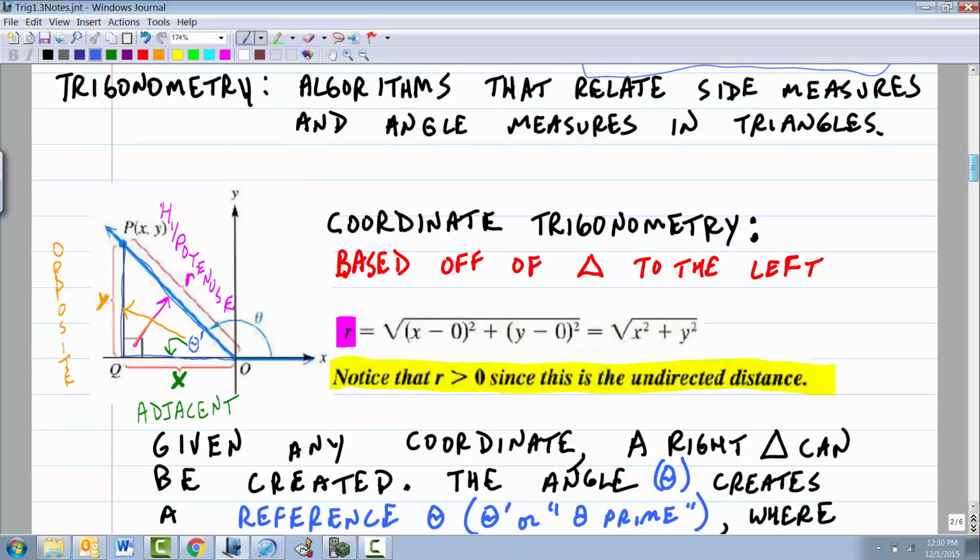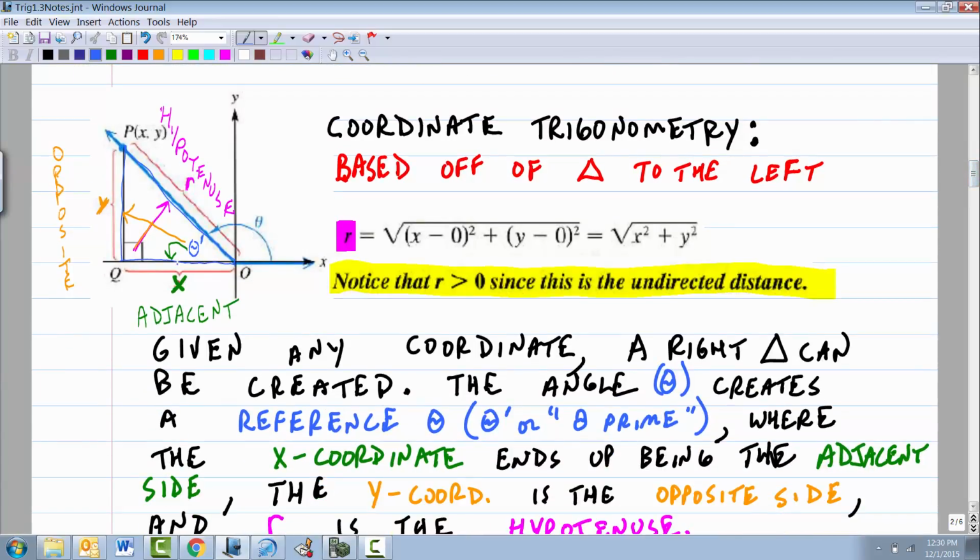By the way, look, I did say one of the weird things we're going to have is sometimes we'll have negative side measures, but make a note to self: r, or the hypotenuse, will always be positive. The only reason x and y may be negative is that it depends what quadrant you end in. Say you had a coordinate in quadrant 3. What do you know about x and y in quadrant 3?